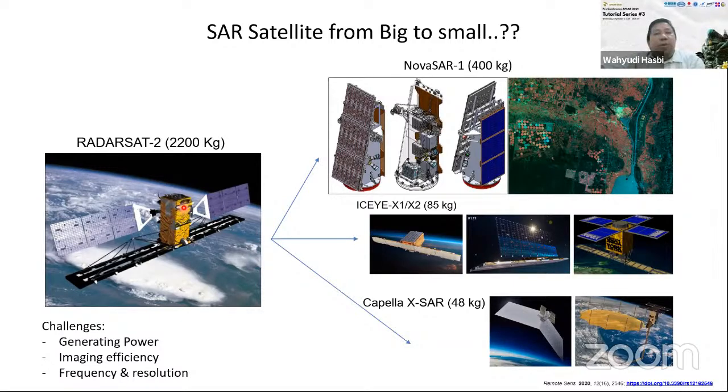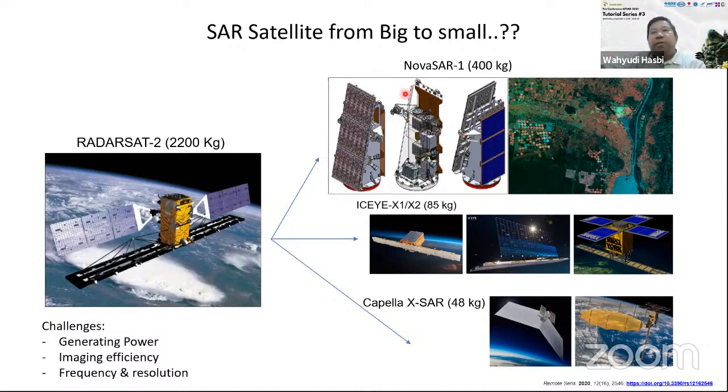Why do we need such a very big satellite? Of course, because we need a lot of generating power, right? So the challenge is, of course, generating power, imaging efficiency, and then frequency and resolution of your image. And nowadays, the SAR satellite is also getting smaller.